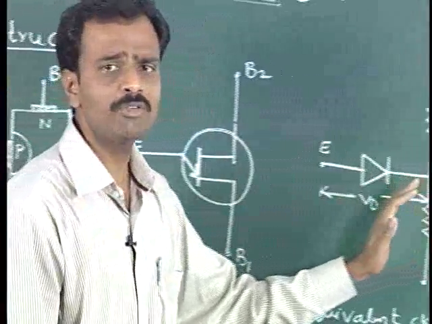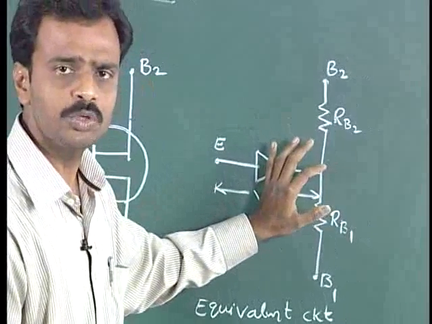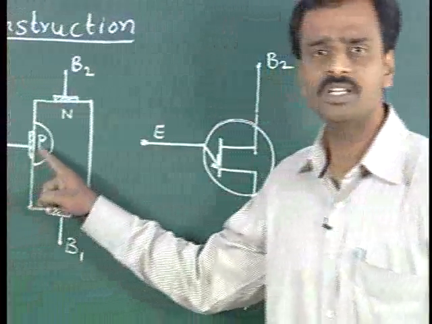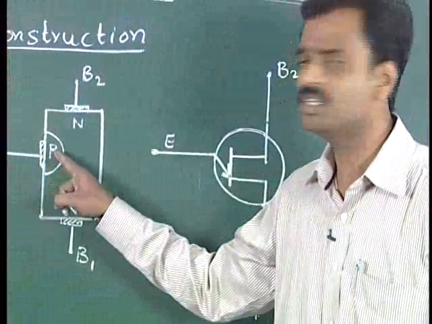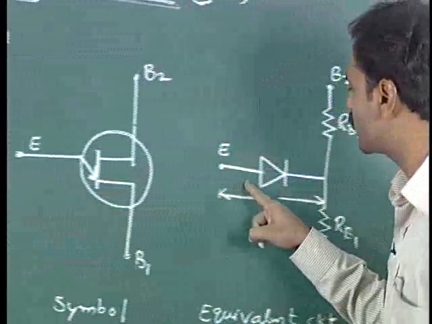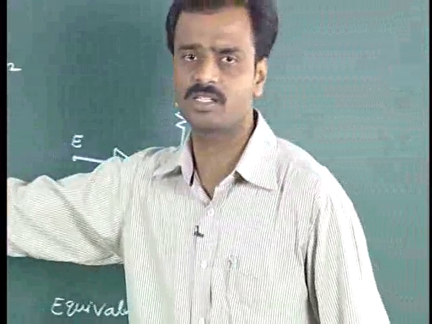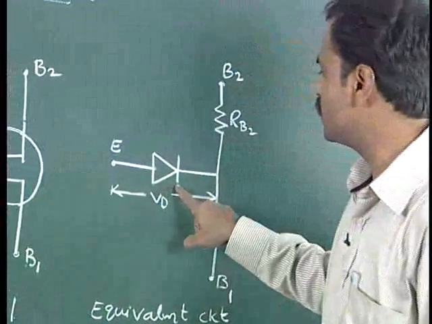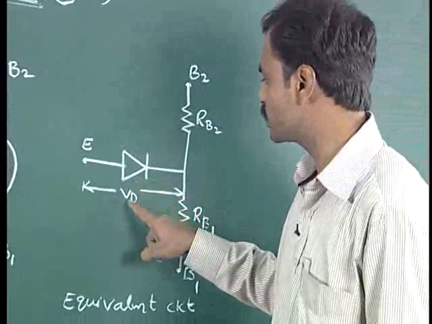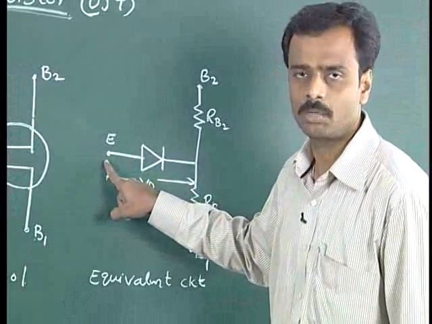Next, coming to the equivalent circuit, which can be obtained from the construction of the uni-junction transistor. As I said, it has a single PN junction, so because of this PN junction it is represented by a normal diode, as given from the construction over here. The voltage drop across it is represented by VD, and this is the emitter terminal.